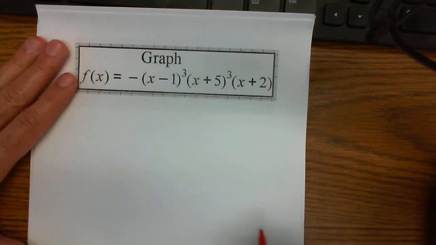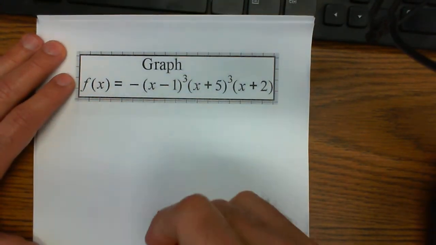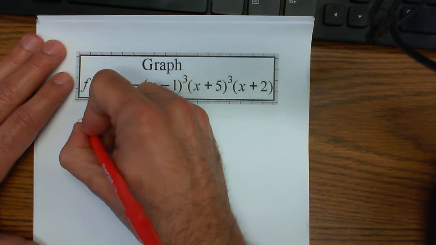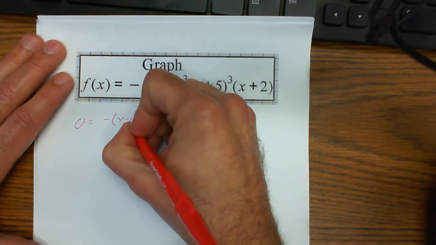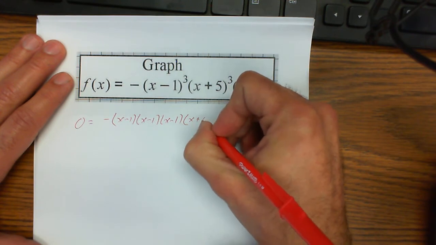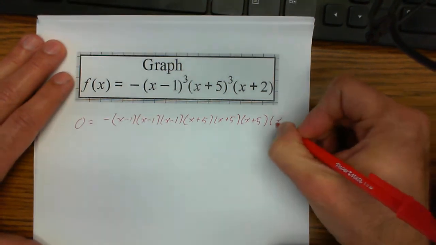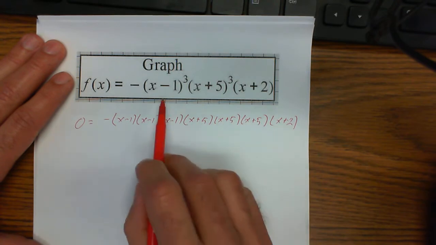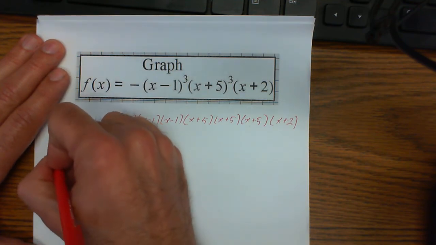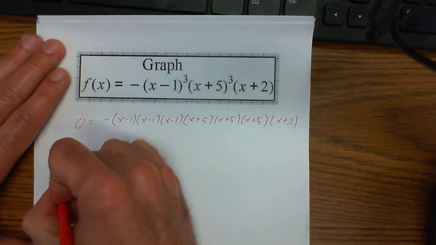Okay, next let's graph this function. f of x equals negative (x minus 1) cubed, (x plus 5) cubed, (x plus 2). So what are our steps? First, set equal to 0. Second step, factor. So let's do both at the same time. 0 equals negative (x minus 1)(x minus 1)(x minus 1)(x plus 5)(x plus 5)(x plus 5)(x plus 2). Notice I have (x plus 5) cubed and negative (x minus 1) cubed. Okay, let's find our zeros. Zeros are x equals 1, x equals negative 5, and x equals negative 2.